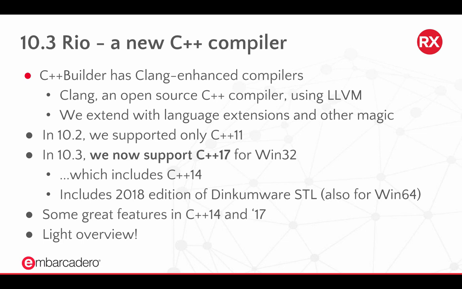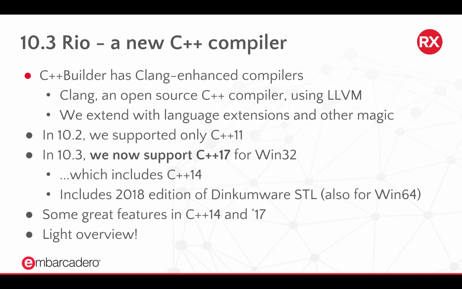So here's some background information about it. C++ Builder uses Clang-enhanced compilers. Now Clang is an open source C++ compiler project. It uses LLVM. We take that and extend it with our own language extensions. In C++ Builder 10.2, the old version, we supported only C++11. C++11 is a very important version to support. It's the start of what we call modern C++, where the language has evolved and added some fantastic features.